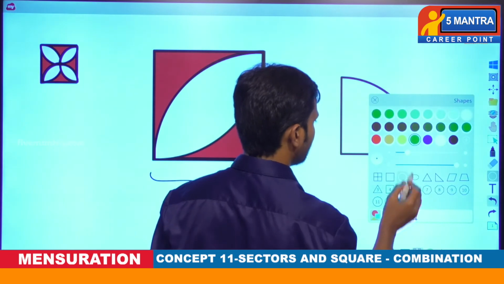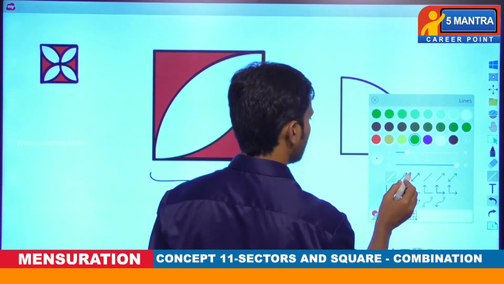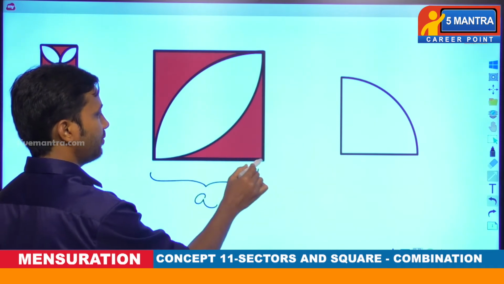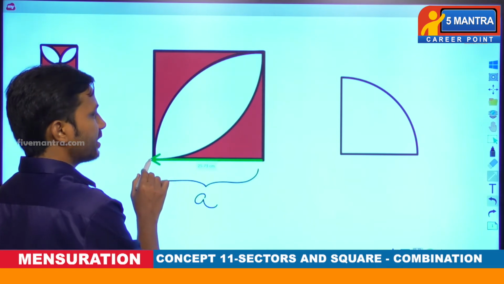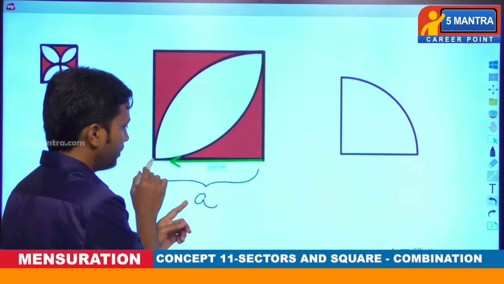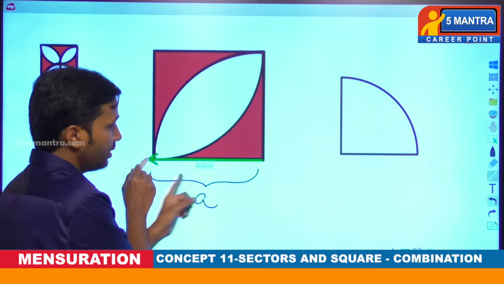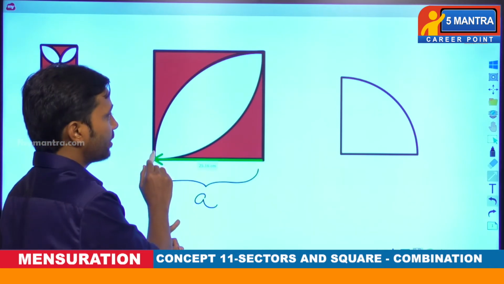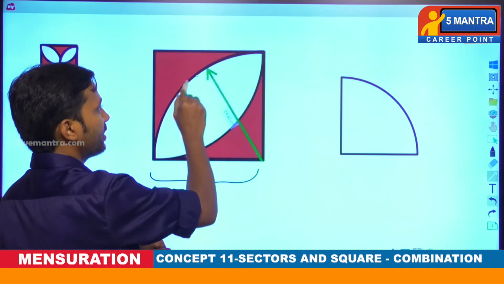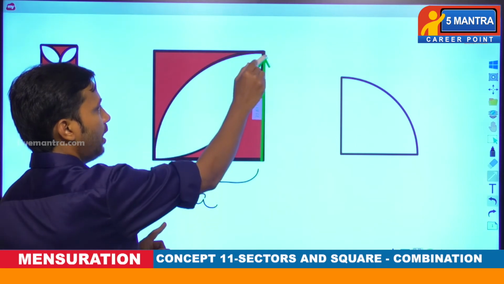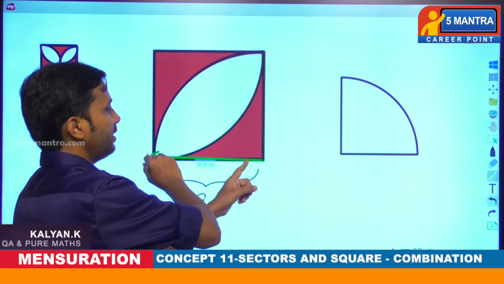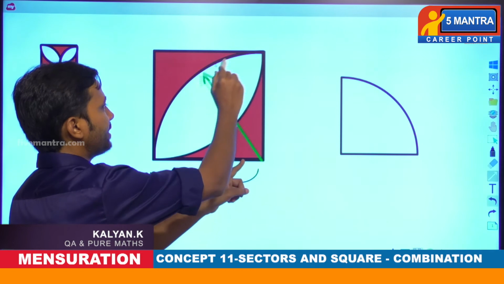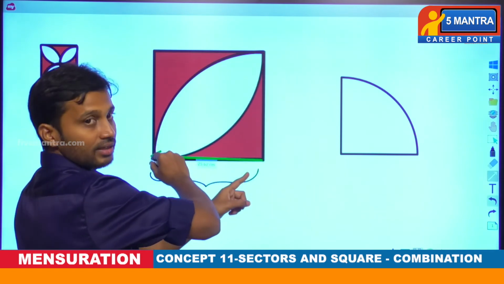Here, if you take this as a, is it a side or not? This is side, clear? So it's a side. Then you consider this as a radius and draw one sector. Is this a sector or not? It's a sector, clear? And what is the angle made by the sector? Here this angle would be how much? 90 degrees or not? Because the square's angle is nothing but the angle of the sector, clear?